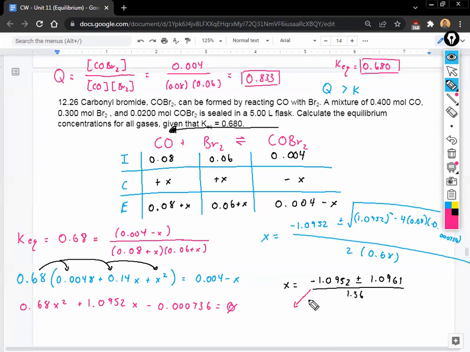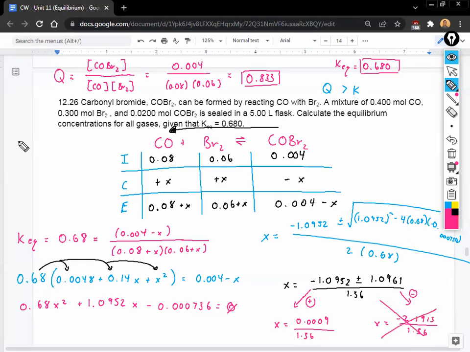If you end up adding, you're going to end up with x equals 0.0009 divided by 1.36. But if you subtract, you're going to end up with x equals negative 2.1913 divided by 1.36. And obviously, we cannot get a negative number, so we're going to want to add.